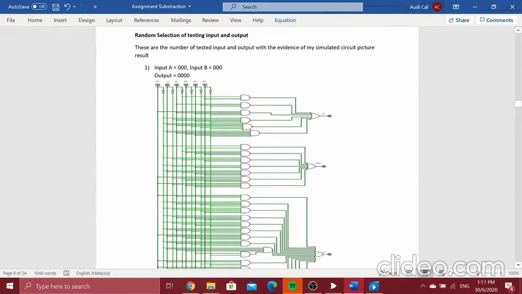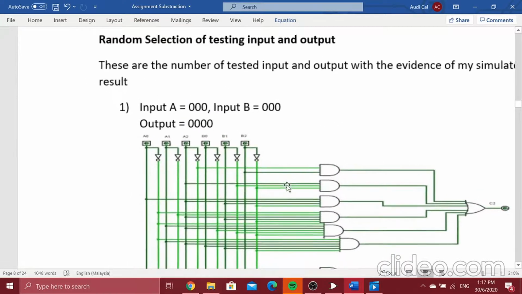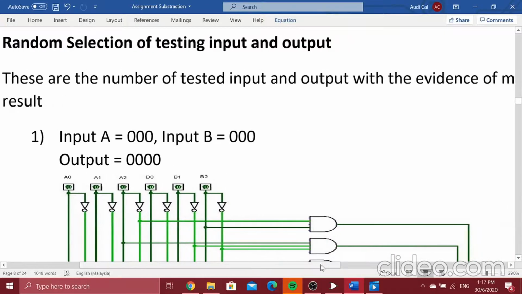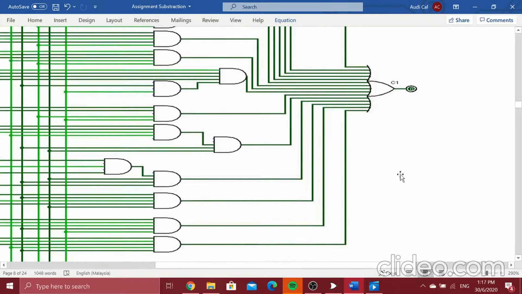Oh yeah, if you cannot see it clearly, sir, my circuit, you can zoom it in because it's too small. You can see it clearly if you zoom in.